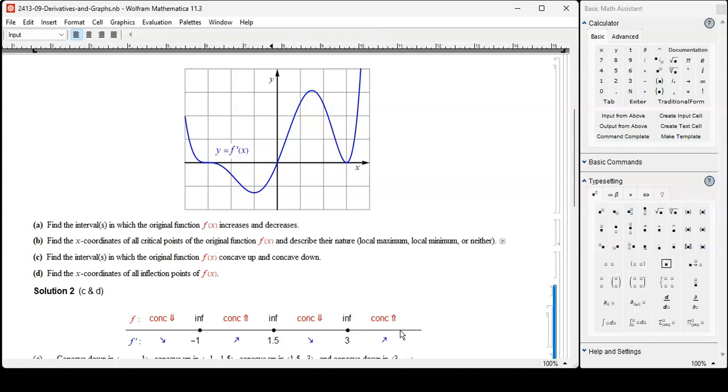So down, up, down, up. So the original function behaves the same. Concave down, up, down, up. Up is up, down is down. It's easy to remember.